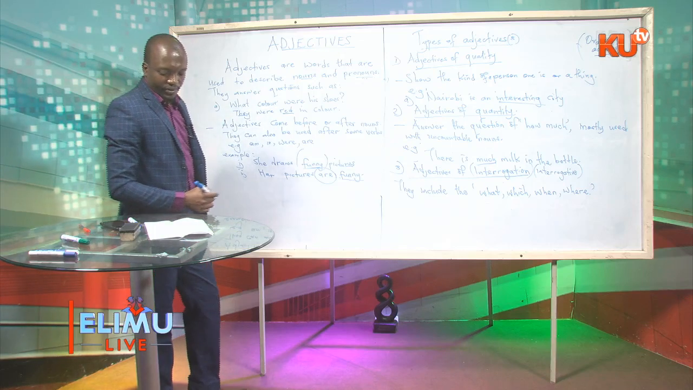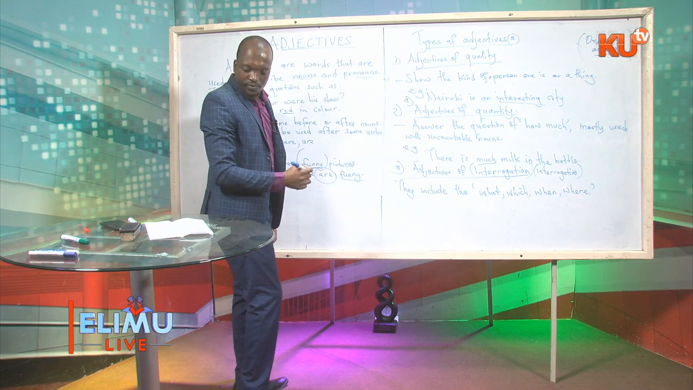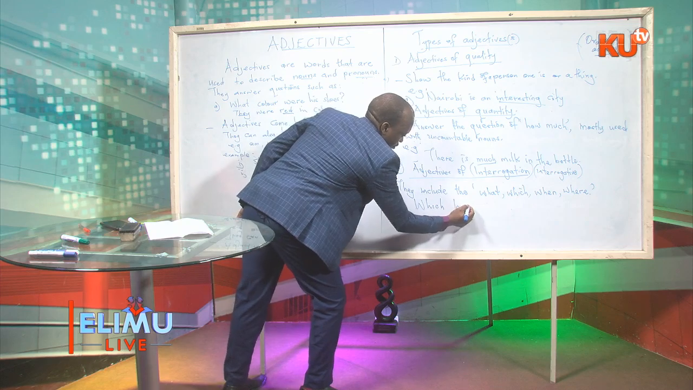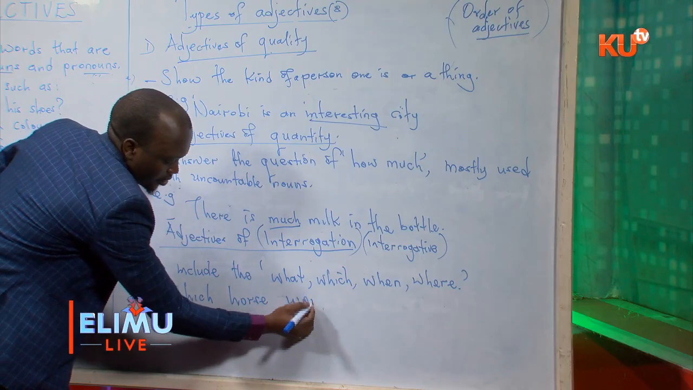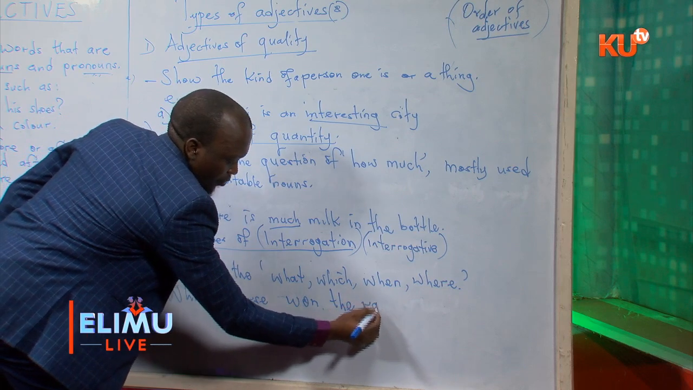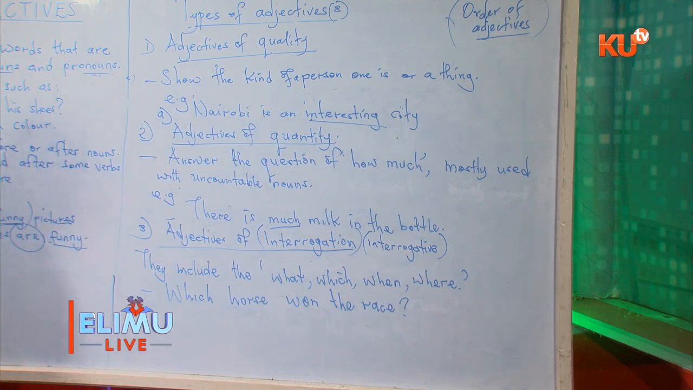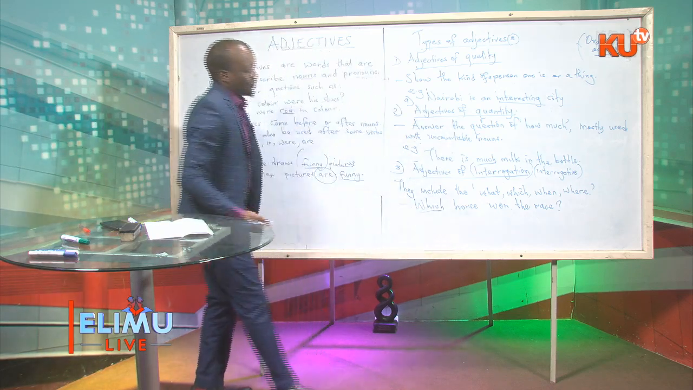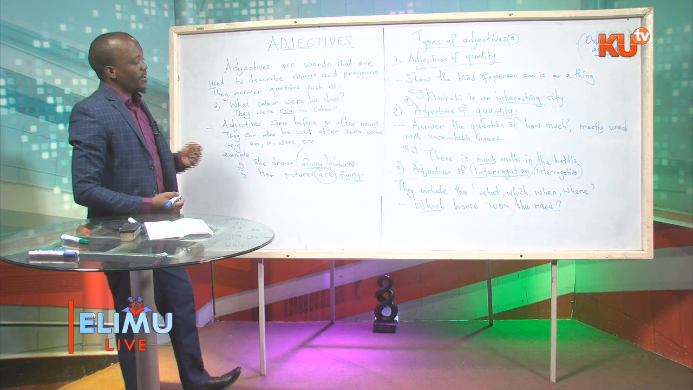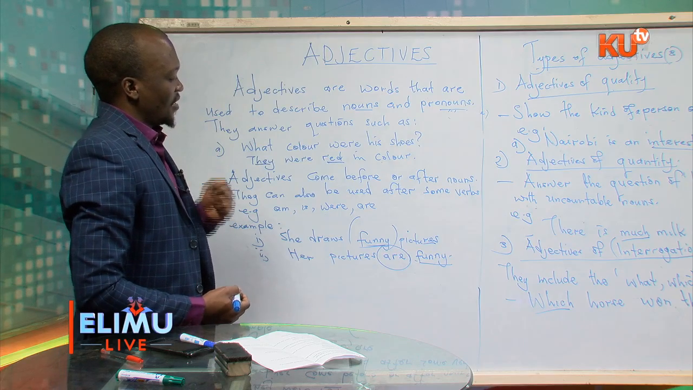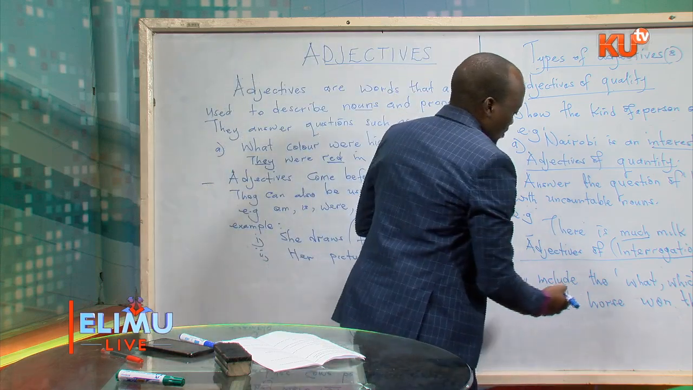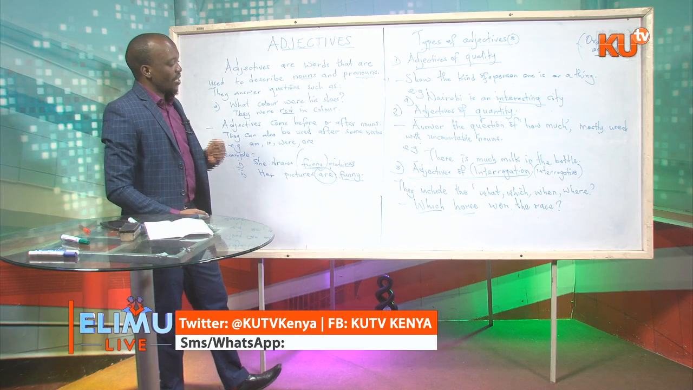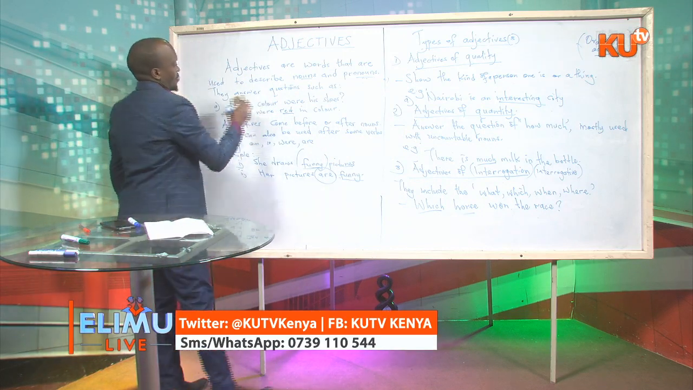I'll give an example. Which horse won the race? Which horse won the race? So, which here has been used to interrogate, it is an interrogative adjective. They want you to be specific about which horse. Is it the white horse, the brown one, or which one specifically? I'll move to the next one.